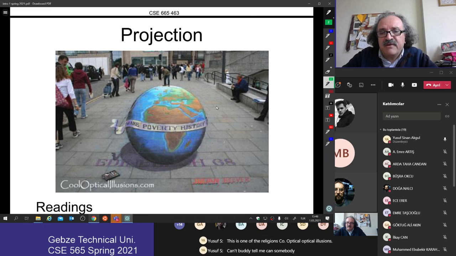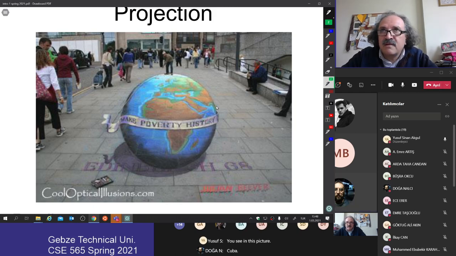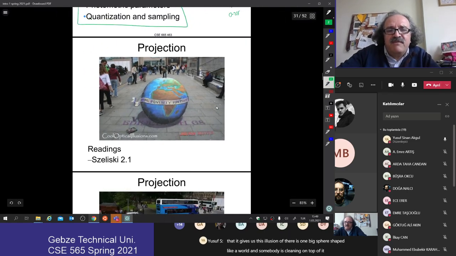Can somebody tell me what you see in this picture? It's a cube of birch. Doğa, could you tell me again what do you see? It's a cube of earth. They draw it in a road. Yeah, it's a road painting, and it is painted in a way that it gives us the illusion that there is one big sphere shaped like a world, and somebody is cleaning on top of it. But in fact, this is what is happening, right?